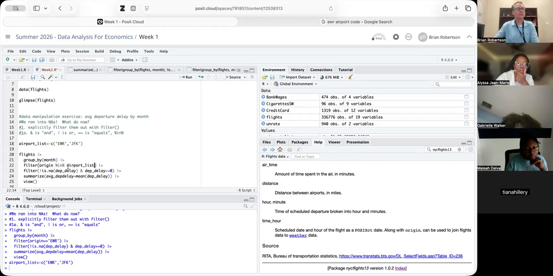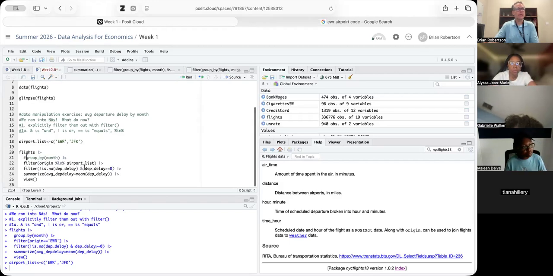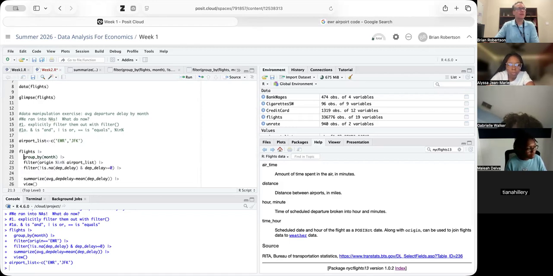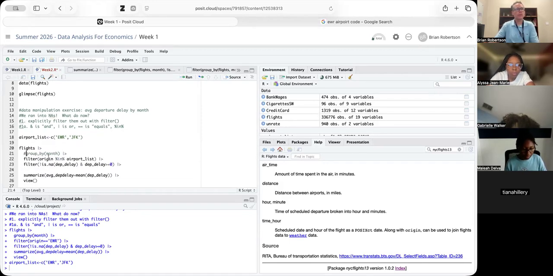list. Okay. And let's go ahead and take out this. Actually, let's take that out. So I only want to look at these two airports. I want to take out my NAs and where my departure delays are greater than 0.